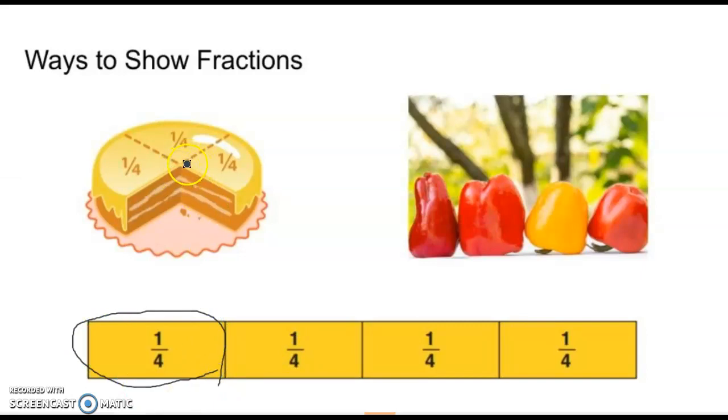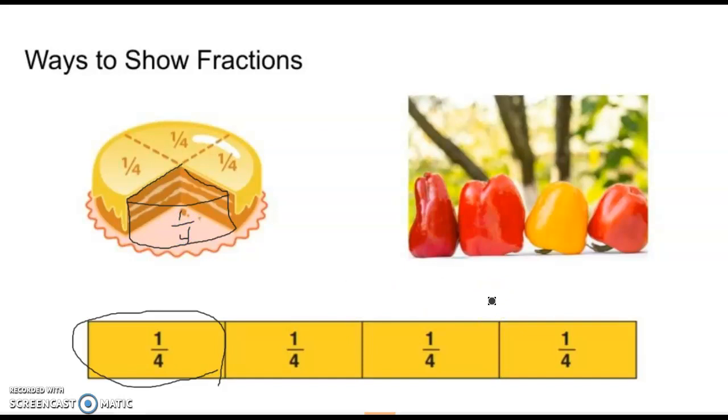Here you can see this cake that's divided up into 4 equal slices. But then someone came along and decided that they wanted to eat one of the slices. So we could say that somebody ate 1/4 of this cake.